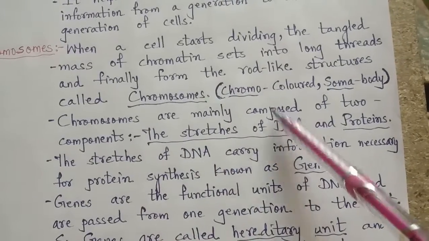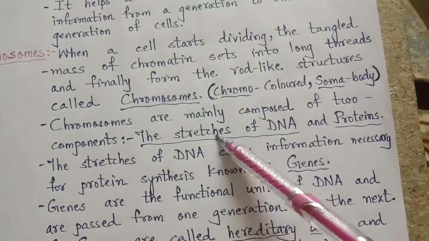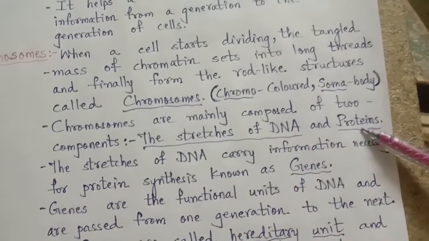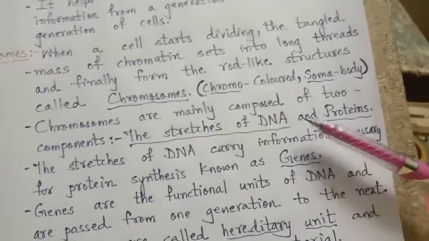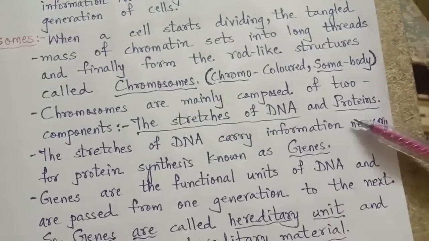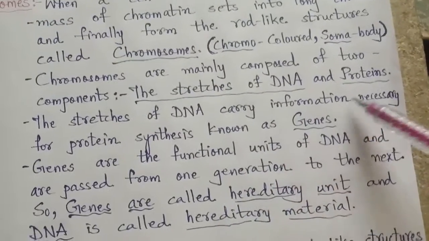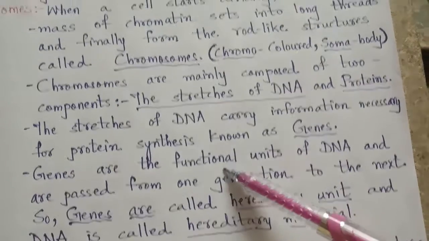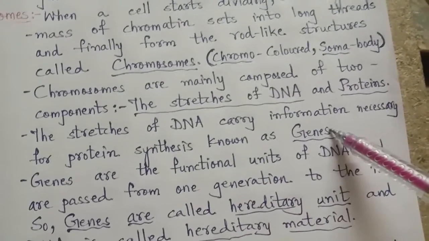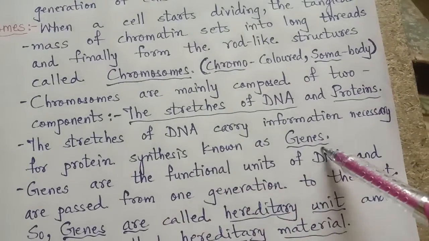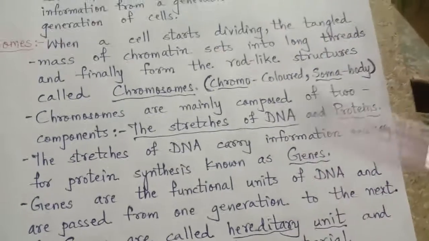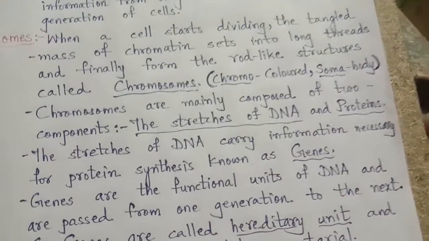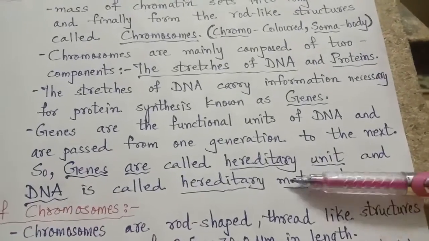Chromosomes are mainly composed of two components: stretches of DNA and proteins. Mainly it consists of stretches of DNA, that means a rod-like formation of DNA along with the proteins. The stretches of DNA carry the information necessary for protein synthesis, which are known as genes. DNA carries the genes, that means genes are the informative material that they carry from generation to generation. Genes are the functional units of DNA.